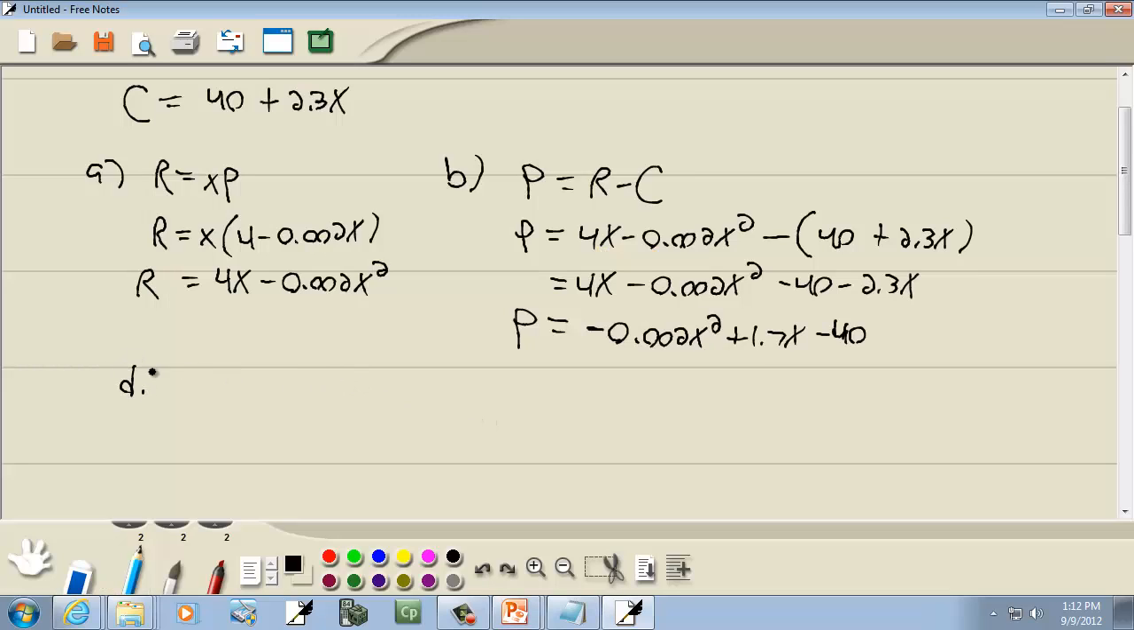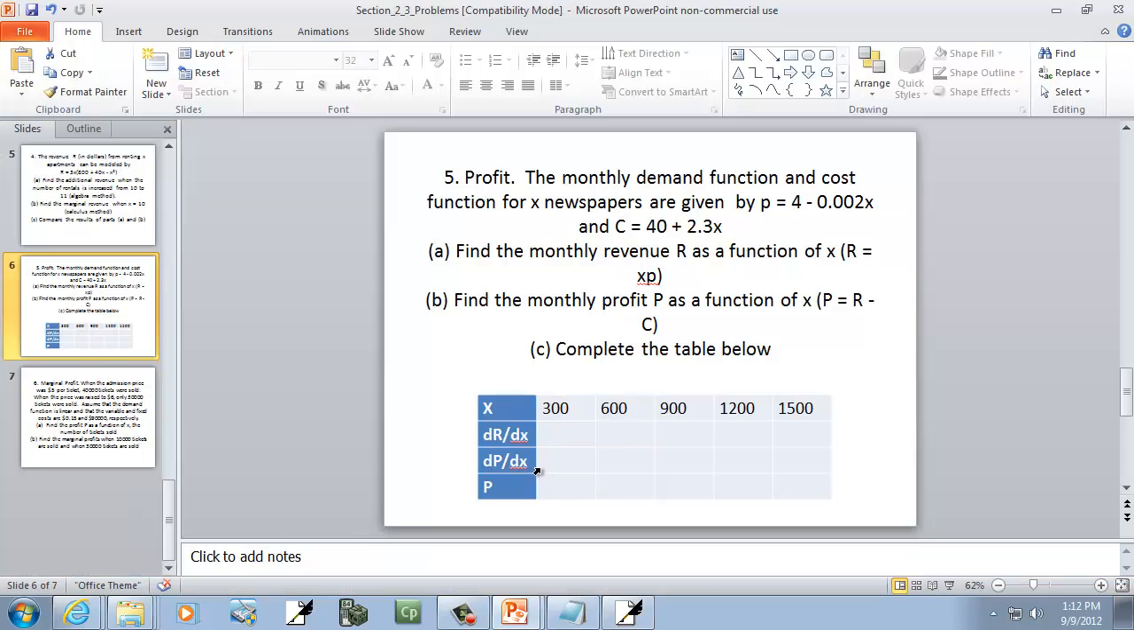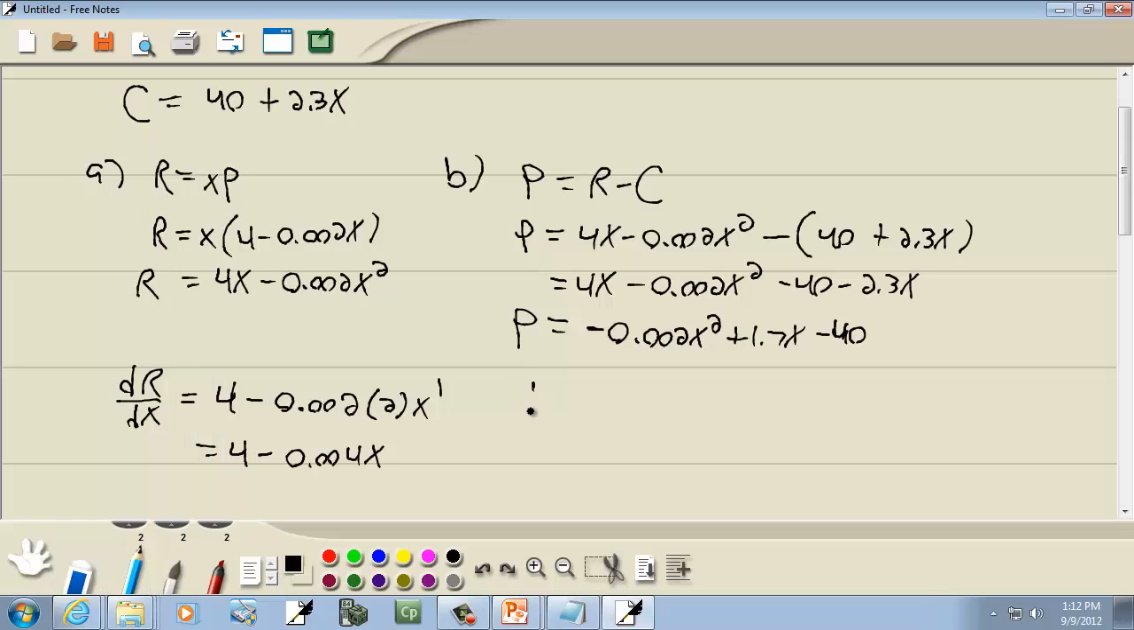So we need dR/dx. This is the derivative of R with respect to x. So we're going to take the derivative of R. 4x becomes 4 minus 0.002, and then take your power, put it out in front, lower it by 1. So this becomes 4 minus 0.004x. Now we also need the derivative of P with respect to x.